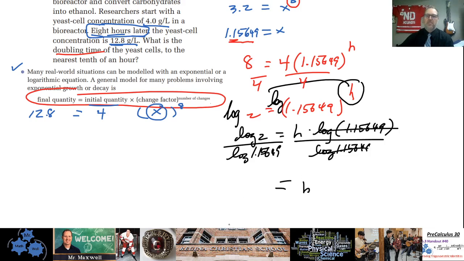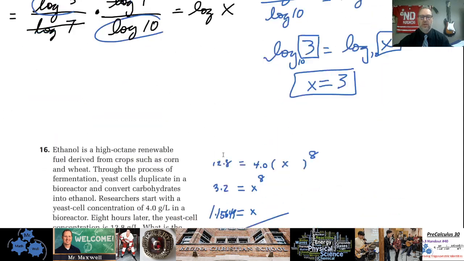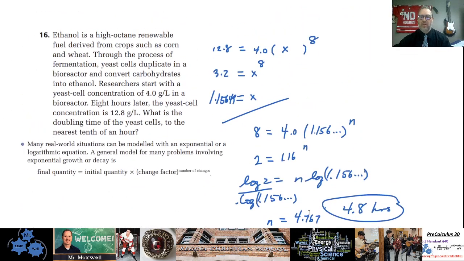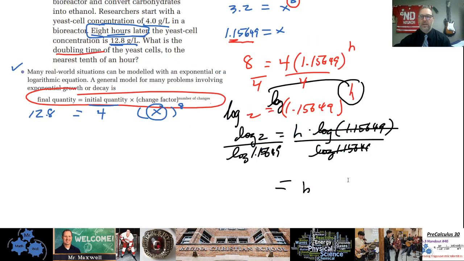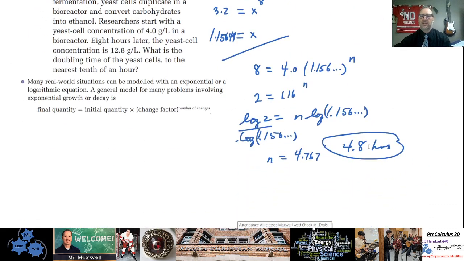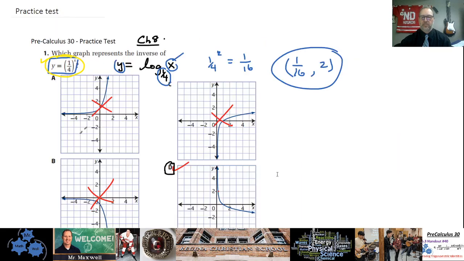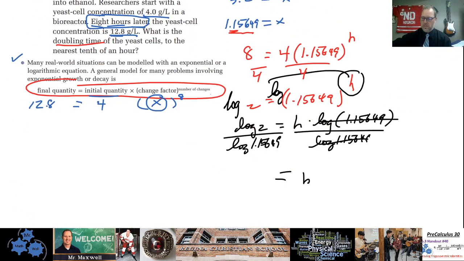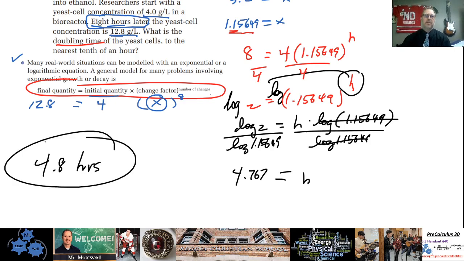H equals, and I believe, here I'm just going to pop over to where I did this before. Yeah. So H, and I did N before, but the time is 4.767 hours. Okay, 4.767, rounded to the nearest tenth. It says nearest tenth of an hour, see? So 4.8 hours, okay? 4.767, or 4.8 hours, to double.